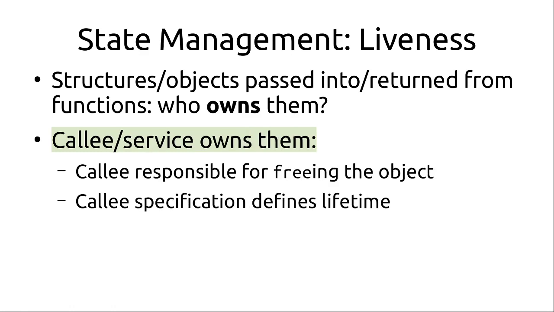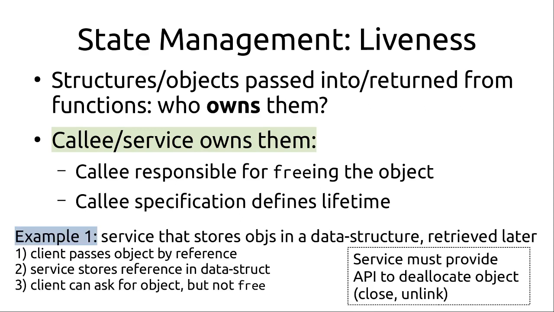On the other hand, if we think that in an API, when we pass a reference to a pointer, the callee or the service owns that pointer from that point onwards, then everything changes, right? The callee, the service in the library, is now responsible for freeing the object. And the callee now defines the lifetime of that object. If it's stored in a data structure, then we know that that service is going to maintain that object as alive as long as it's within that data structure, right?